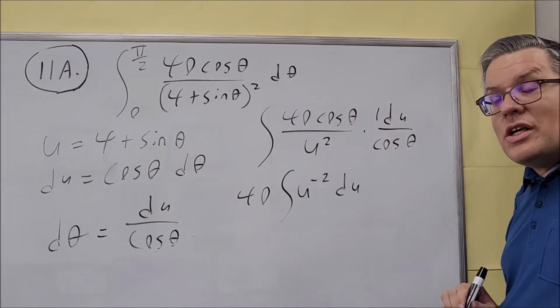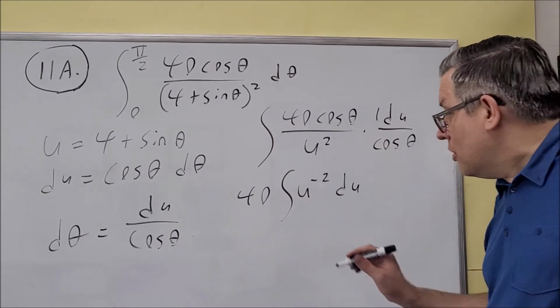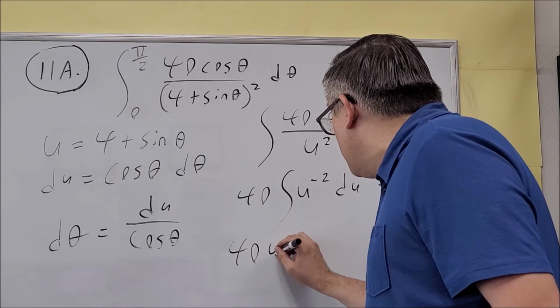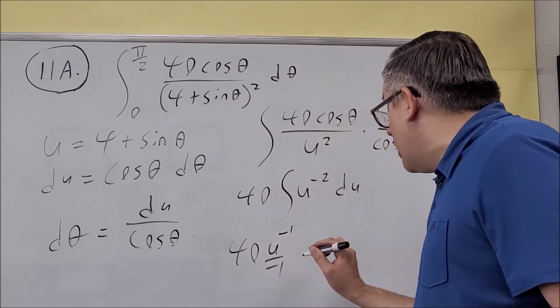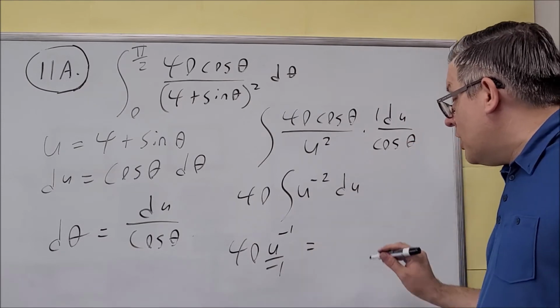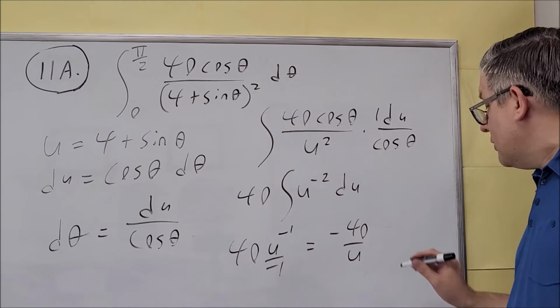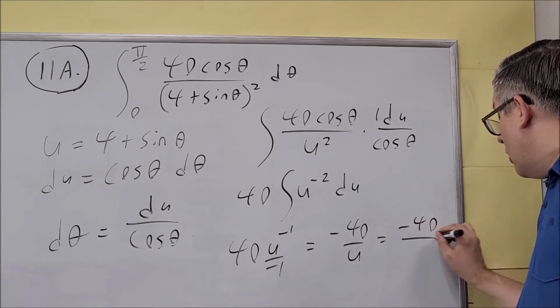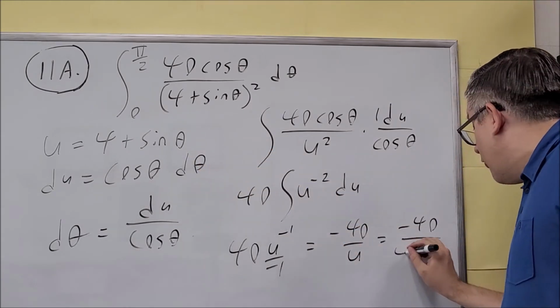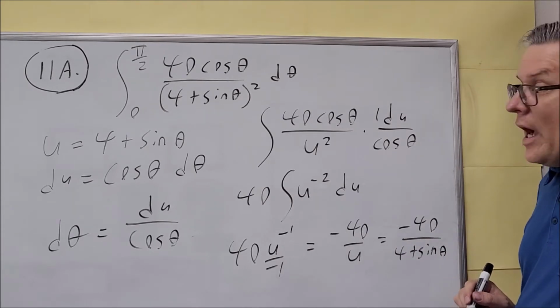Now I'm ready to take the antiderivative. You raise the power by 1 and divide by the new power. So that's going to be 40 u to the negative 1 divided by negative 1. When we rewrite that, that's going to be negative 40 over u. But that's negative 40 over the original u I have here, 4 plus sine theta. And then now we can put our numbers in.